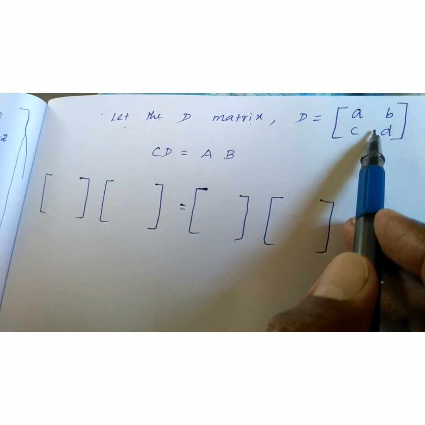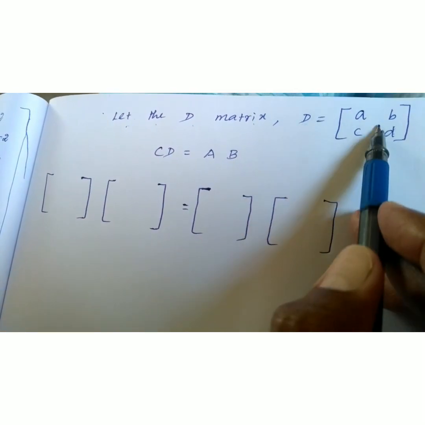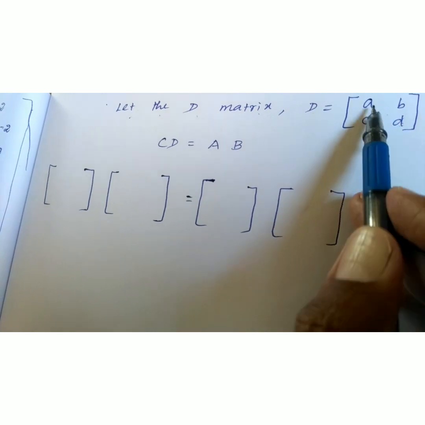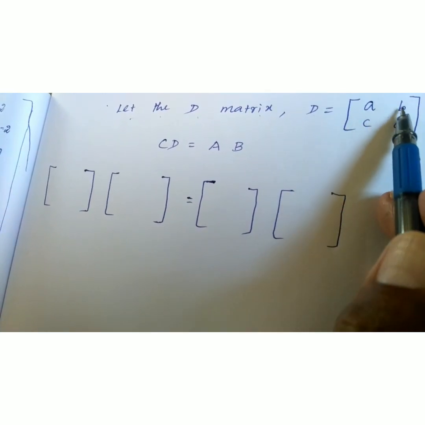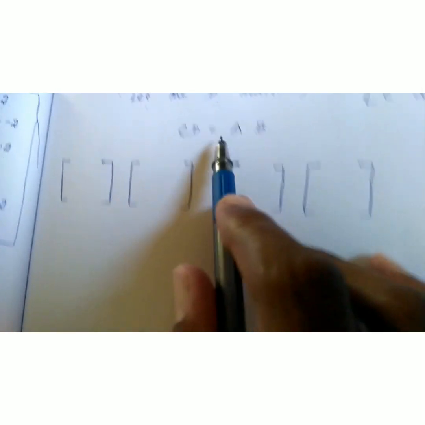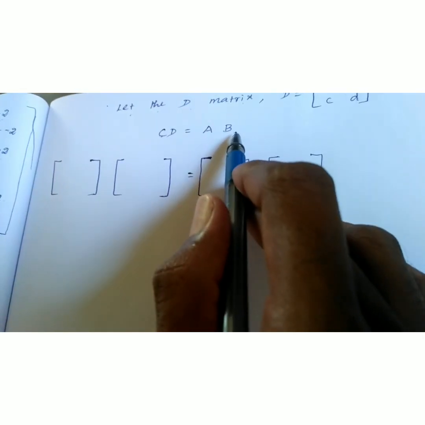Given matrix, all the matrix are 2 by 2 matrix. அதனால D யும் 2 by 2 matrix எடுத்துக்கிறேன். அது உள்ள என்ன elements இருக்குன்னு நமக்கு தெரியாது. So take the variables A, B, C, D 2 by 2 matrix. Now we have the condition CD equal to AB.